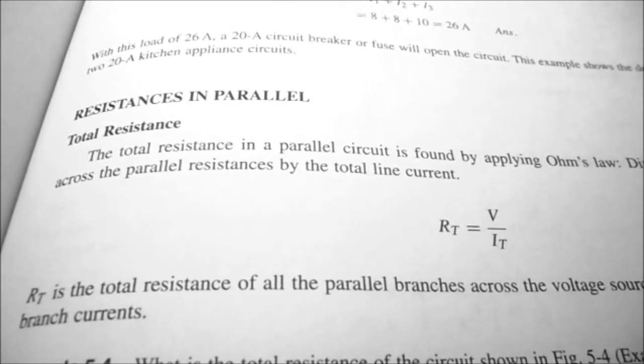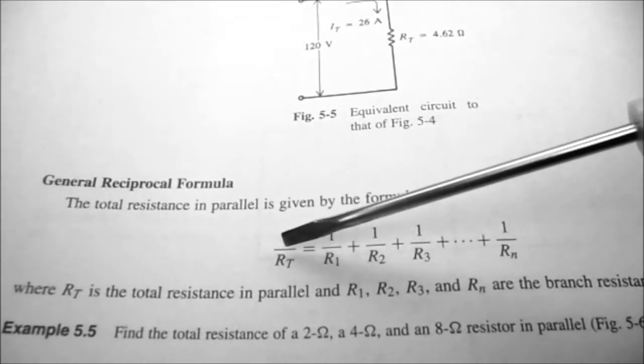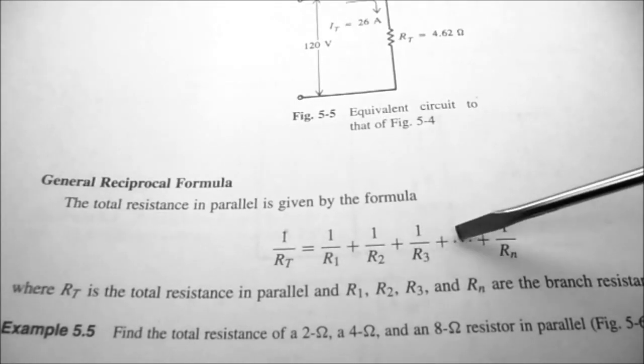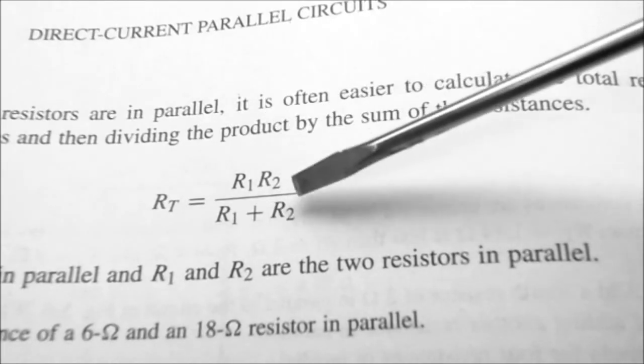They talk about resistance in parallel circuits. And in a parallel circuit, 1 over RT is equal to 1 over R1 plus 1 over R2 plus 1 over R3 plus and so on. And they also give you the product over the sum formula.